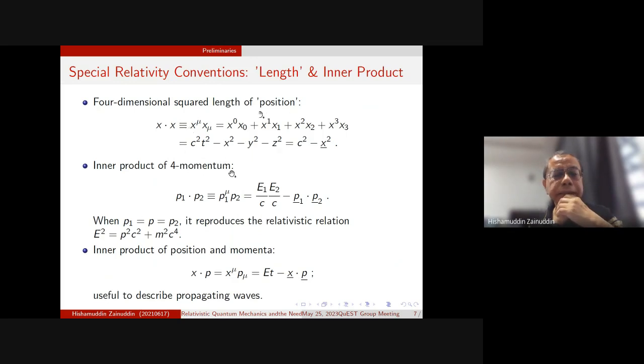Let me also introduce the inner product of 4-momentum. I'm missing a subscript here. It's the same way: you contract the contravariant vector with a covariant vector. In this case, you have contravariant vector p1 and you contract with covariant vector p2, and you should be getting this. If you let p1 and p2 be the same, you'll be able to show this relativistic relation.